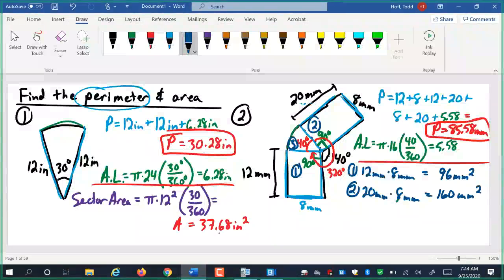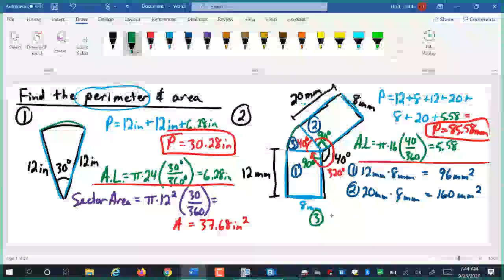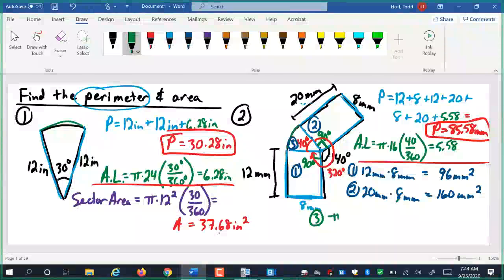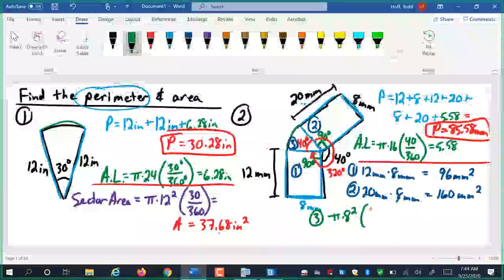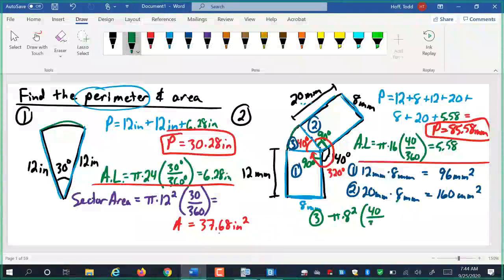Shape 3 is that sector of a circle. So to find that sector area, it's going to be the area of the whole circle, pi times 8 squared, times, again, that 40-degree central angle out of 360 for a full circle.